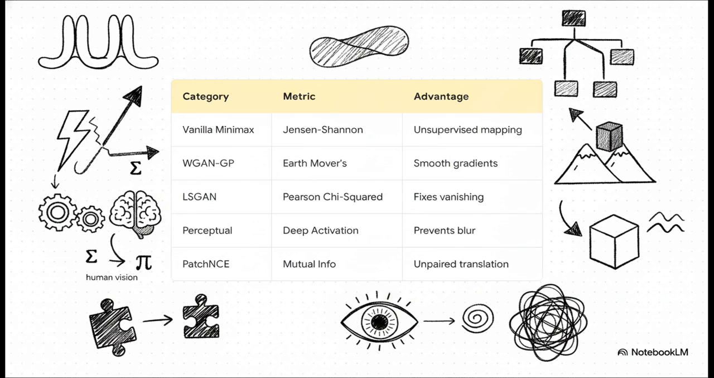Now, when you want outputs that actually align with human vision, perceptual loss steps in, preventing blur by comparing deep activations. And finally, for translating images without paired data, patch NCE is your go-to, achieving that by maximizing mutual information. Seriously, master this grid and you master generative loss architectures.